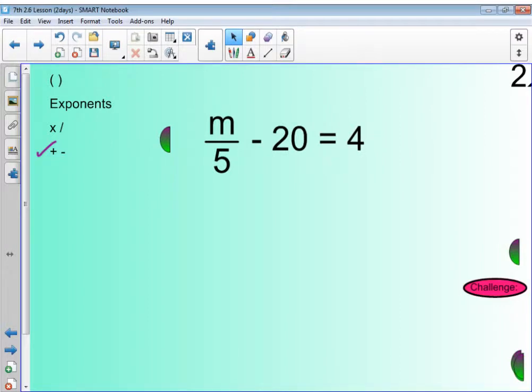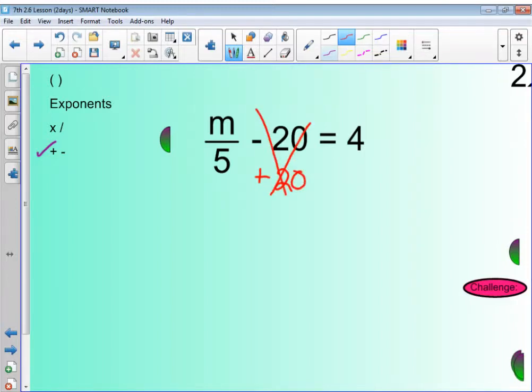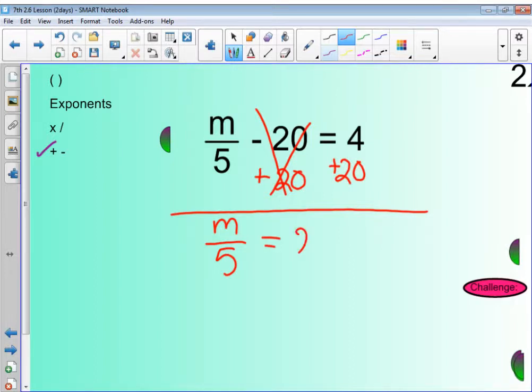Okay, so here's our next one. M divided by 5 minus 20 equals 4. So right now it's minus 20. We're going to go ahead and do that adding and subtracting opposite first, so plus 20. Now it's going to be plus 20. So I have m divided by 5 equals 4 plus 20 is 24.